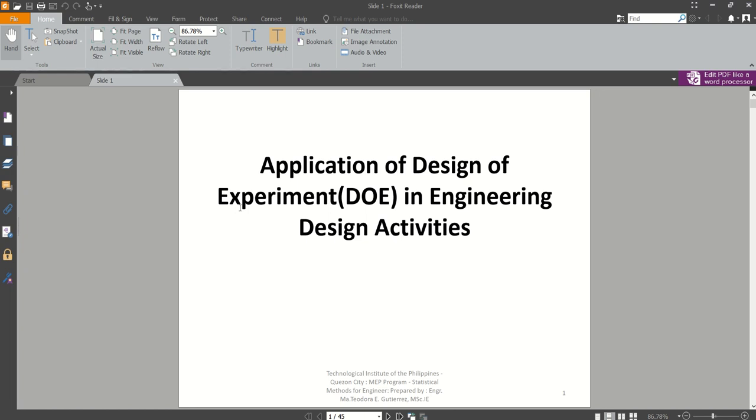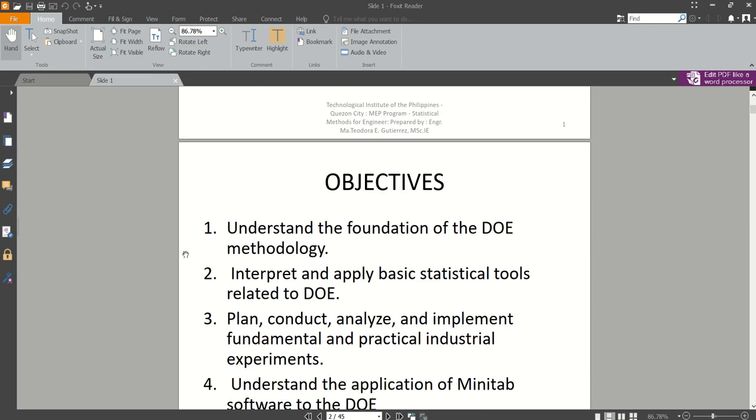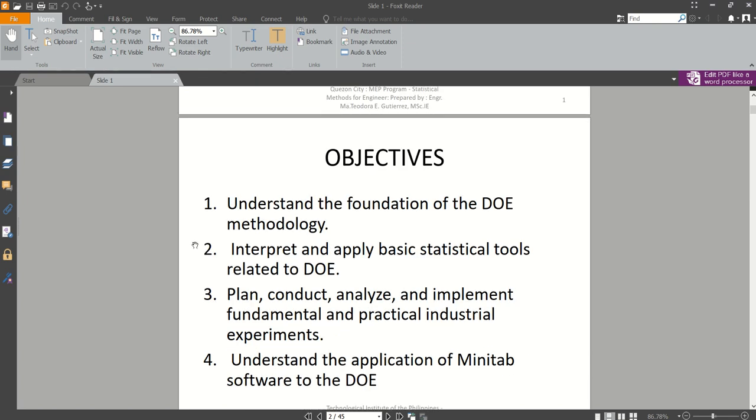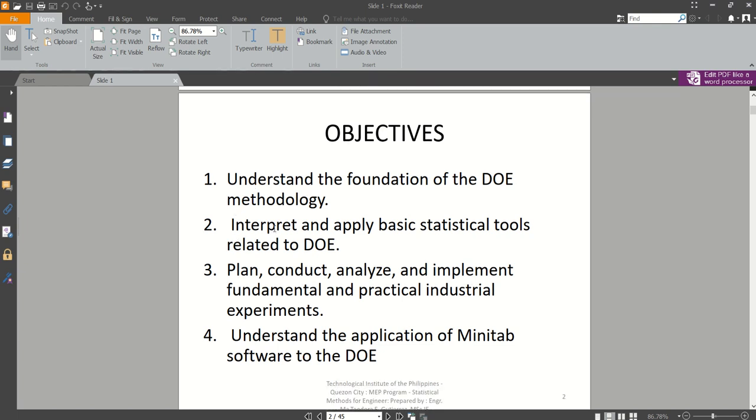So what is design of experiment in the sense of engineering design? DOE has an objective to understand the foundation of the methodology itself. For this topic, we're going to interpret and apply basic stat tools related to DOE. The earlier topics were more on F value, P value, T, paired T-test, Z-test, Z-scores, T-scores, and ANOVA. Actually, DOE uses ANOVA, so I guess you can relate.